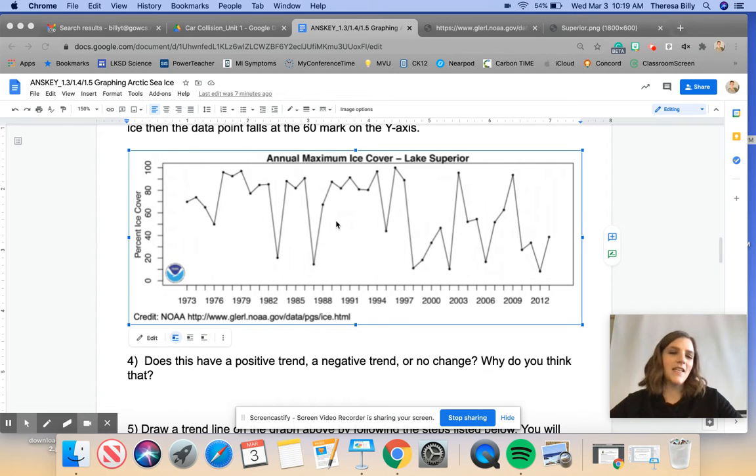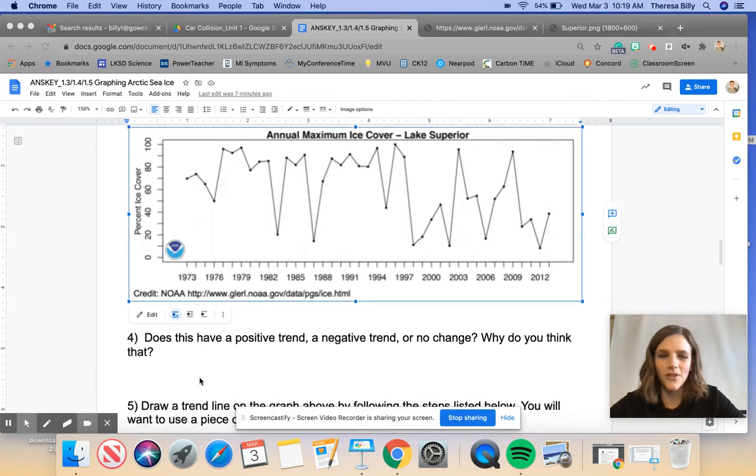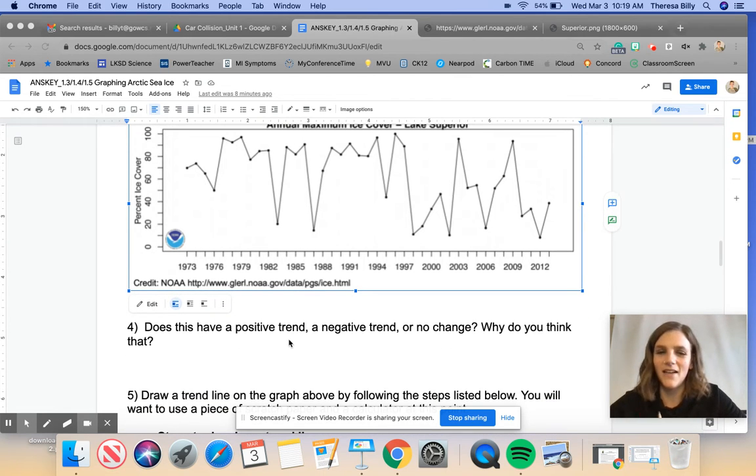Then we get to just take a snapshot of the data and we look at it and we're like, wow, that's a mess. Maybe there's a trend, maybe there's not. That's your first question there: do you see a trend in the data? Is it positive? Is it negative? Is there no change at all? And why do you think that?